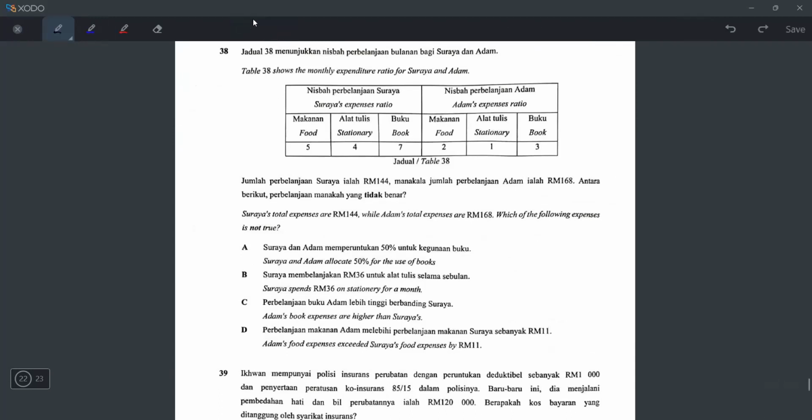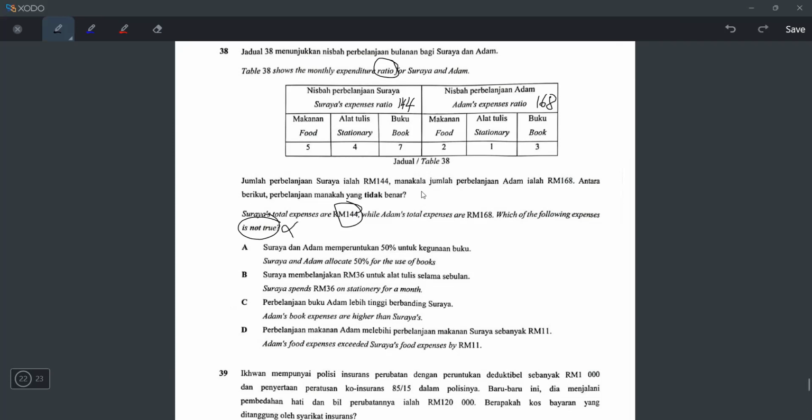Okay, let's go. Table 38 shows the monthly expenditure. Oh, ratio. This is also under Form 3, the lower form, so usually students won't take care of this, so be careful. We have ratios 5, 4, 7, and 2, 1, 3. Suraya's total expenses are 144, while Adam's total expenses are 168. Which of the following expenses is not true? Which one is false?